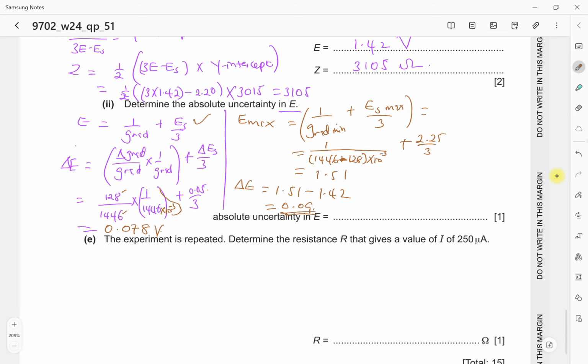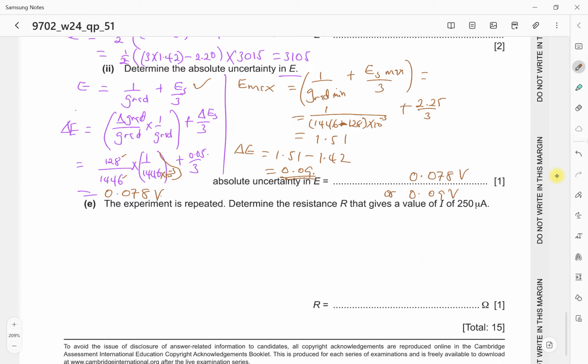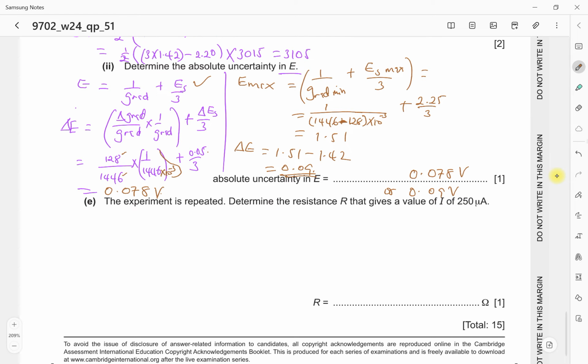So you have two methods, either the first one, if you know the formula from AS, or you use maximum and minimum values. The maximum and minimum values method is easier and direct as long as you are careful with the units. So I'll write either 0.078 volts or 0.09 volts.